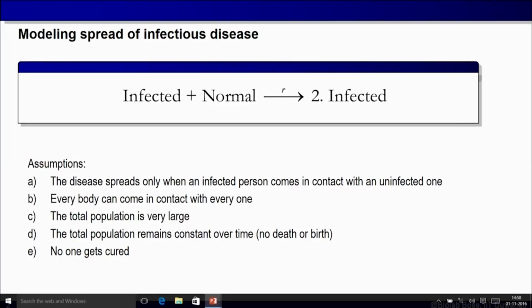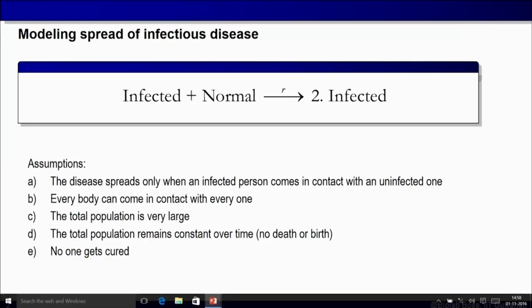If you remember, in the second module, we discussed that we always have to simplify the problem and make the simplest model possible, and to do that, we have to make certain assumptions. So here, we don't really have a complete graphical model, but rather I can write like this: for the spread of infection like common cold, you have an infected person. That person comes in contact with a normal person who is not infected yet, and that normal person becomes infected, so we get two infected persons.